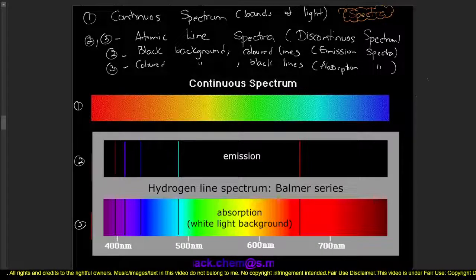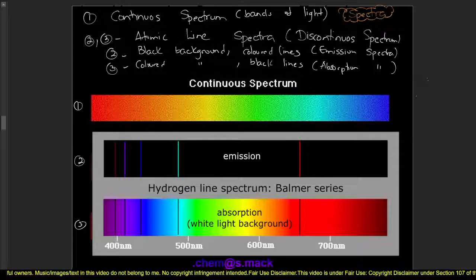In this video, I want to talk about spectra, and spectra is the plural of the word spectrum. In this video, we're going to talk about three types of spectrum, and if you look to the image on the screen, you're going to see the three types of spectrum I'm referring to. One is called the continuous spectrum. Two are called atomic spectra.